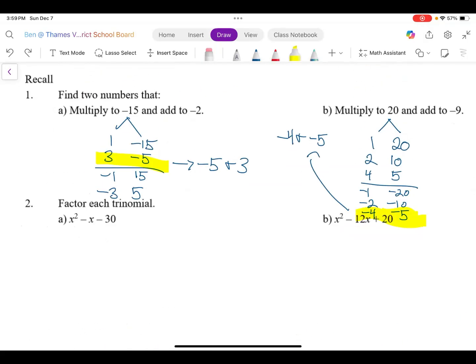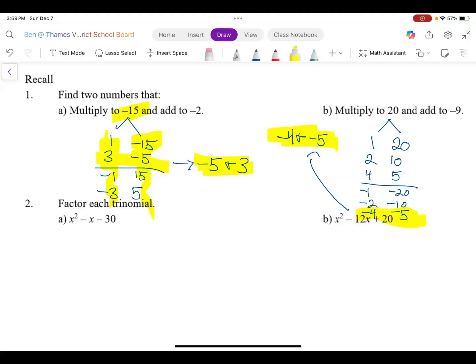Good, where we can see we've broken down our -15 into its factor pairs. Then we looked at those factor pairs to find what we need adding to -2. We found 3 and -5 for part A. We found -4, -5 for part B.